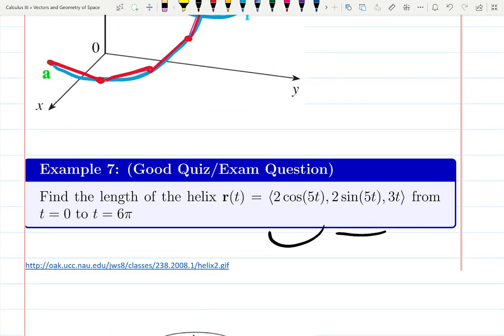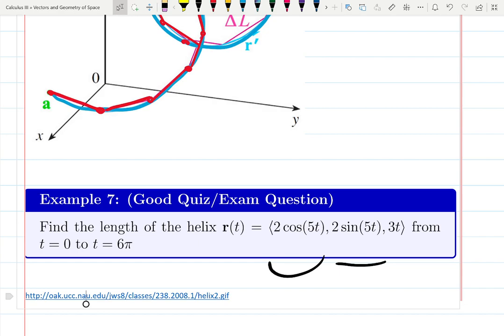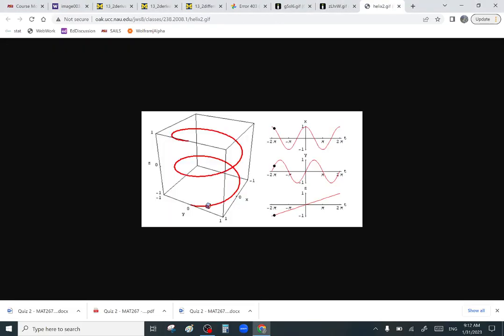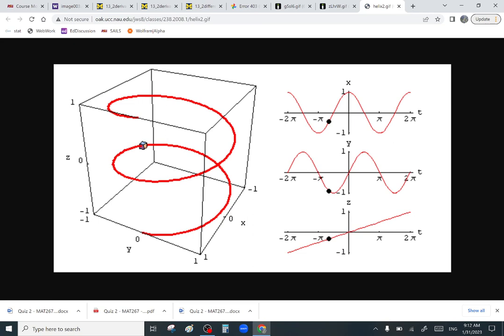So, find the length of the helix from 0 to 6 pi. I think there's an animation here, helix 2. Yeah, that's what I was showing you at the beginning of the class. Here's the helix, or spiral. You see the object is traveling up, in this case counterclockwise or clockwise. That's always different, going up, going down. But then I want not the infinite one. I want to know how long it is for like the next 10 seconds or for these 5 periods of rotation.